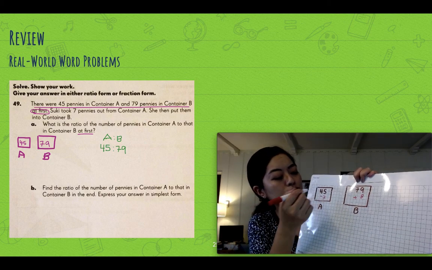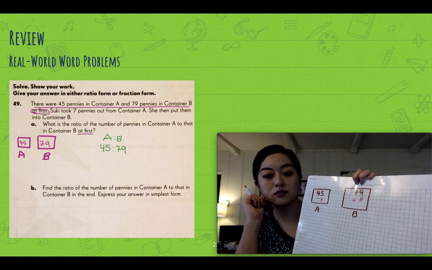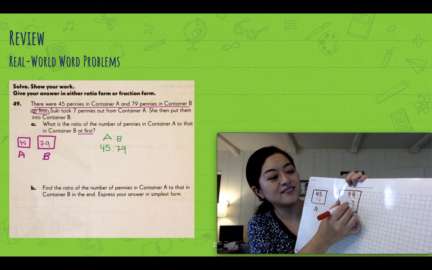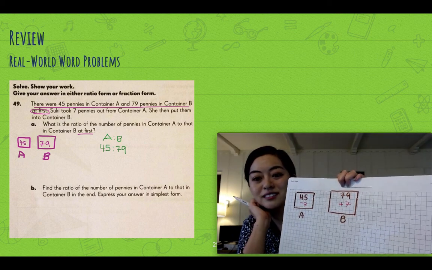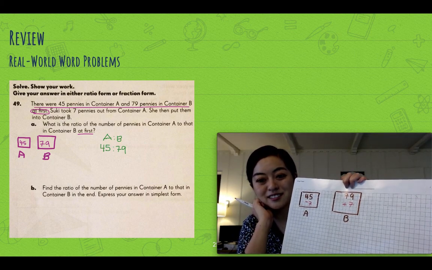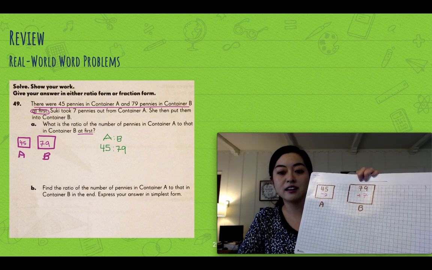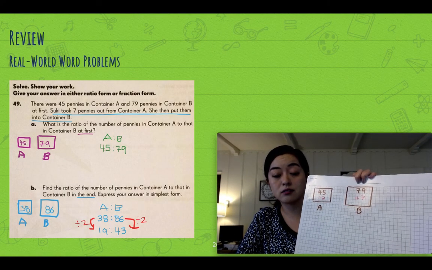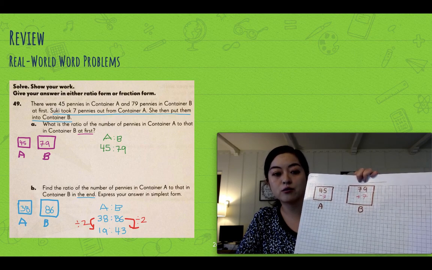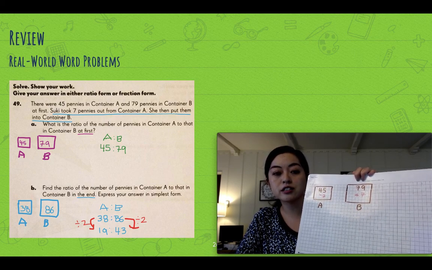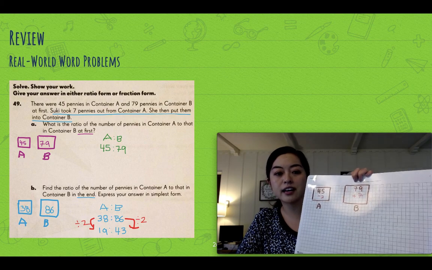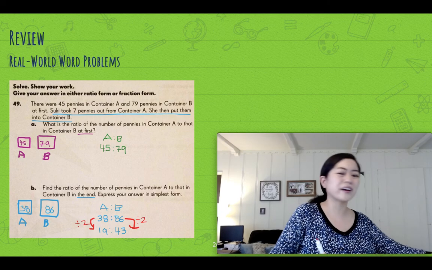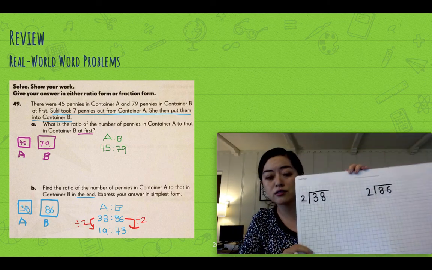So 45 take away 7 is 38. 79 plus 7 is 86. Why did I write 8? So that actually becomes 38 to 86. And we're going to try to simplify it because I see 38 and 86 are both even numbers, so at least I can divide by 2.